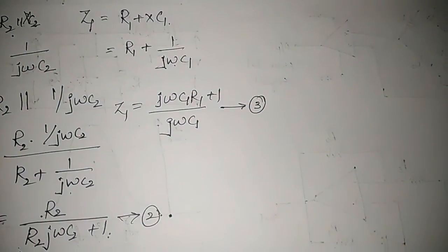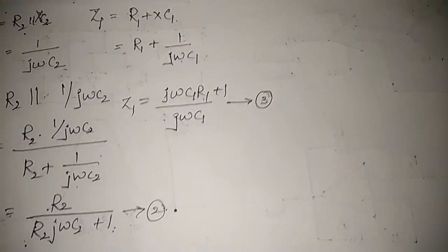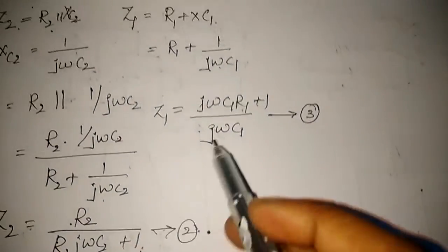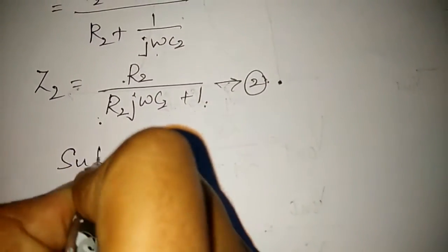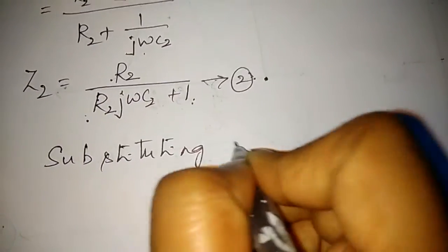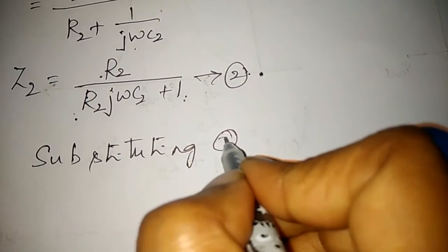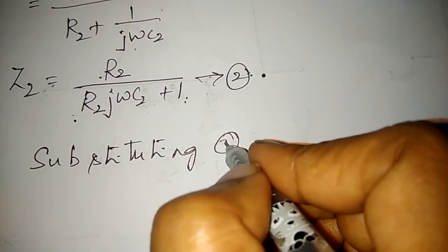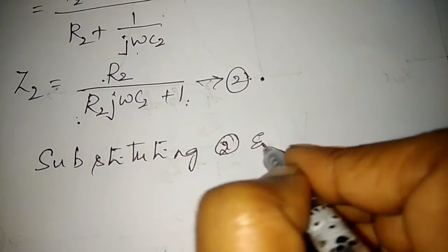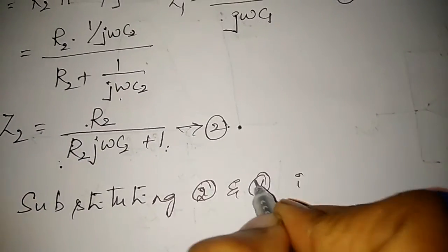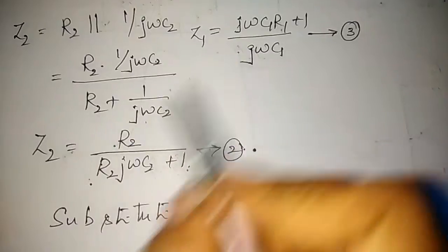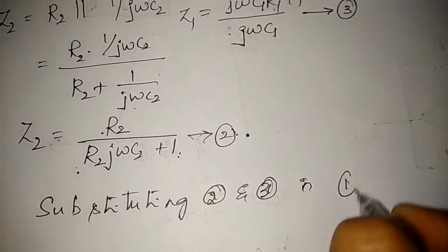V out divided by V in. Substitute the values of Z1 and Z2 in equation 1. Okay, so I'll write substituting 2 and 3, I'm very sorry, Z1 and Z2 in equation 1.